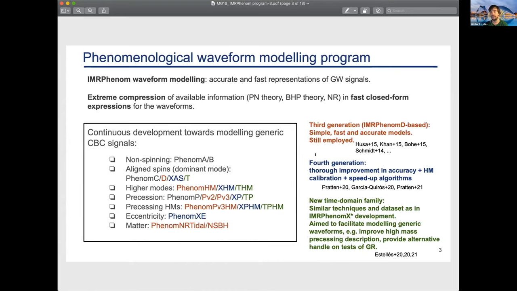But in this talk, we are going to focus on the fourth generation of models, which suppose a thorough improvement in accuracy over the previous generation. And also we are going to mention a new family in time domain aimed to facilitate the modeling of more generic waveforms and to improve some aspects of the Fourier domain models.